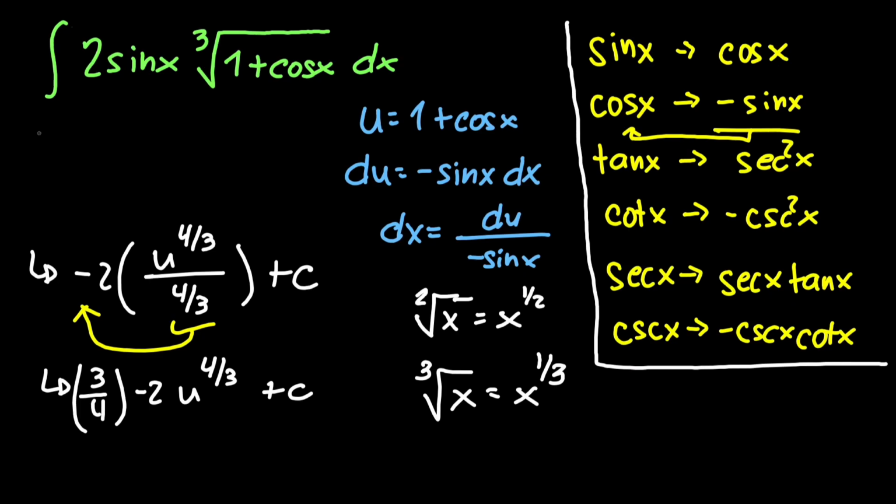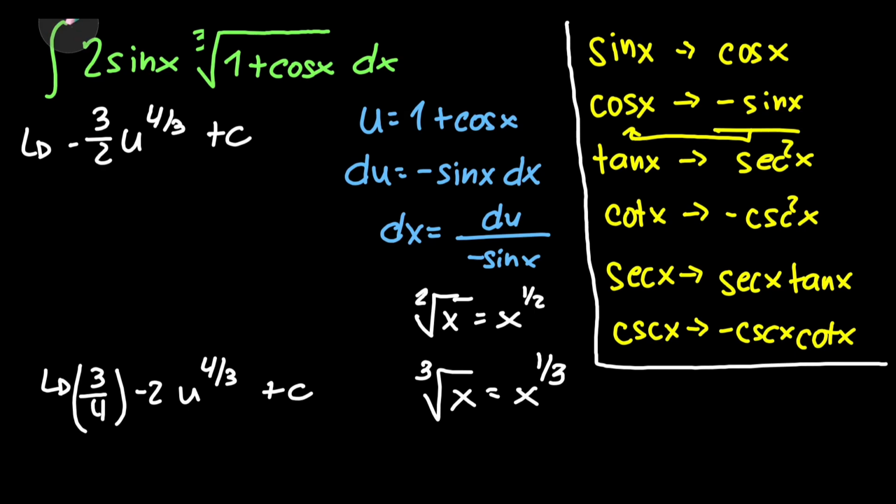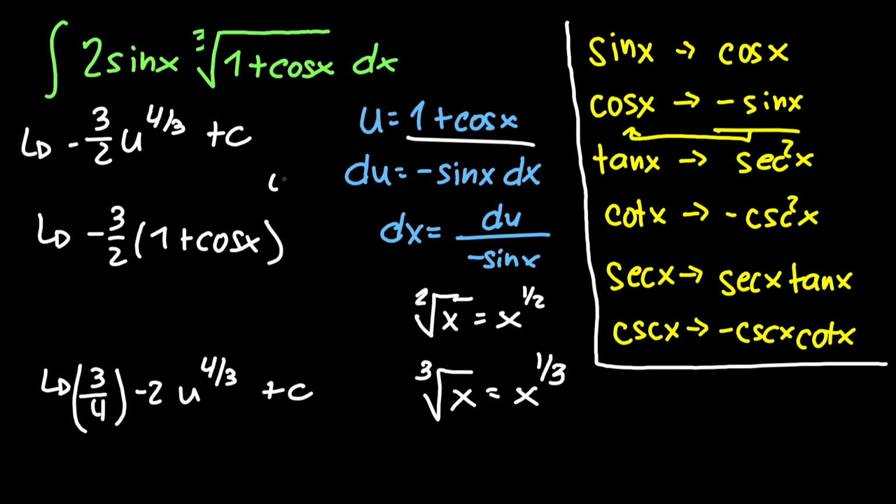3/4 multiplied by negative 2 would be negative 6 over 4, or this would be negative 3/2 of u to the power of 4/3. And so, putting u back into its original form, our final answer would be negative 3 over 2 of 1 plus cosine of x to the power of 4/3 plus c.